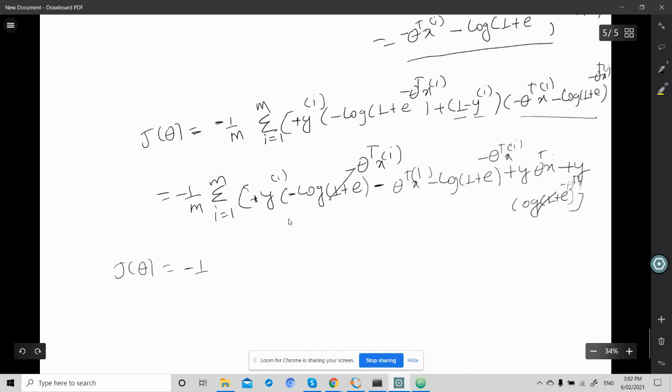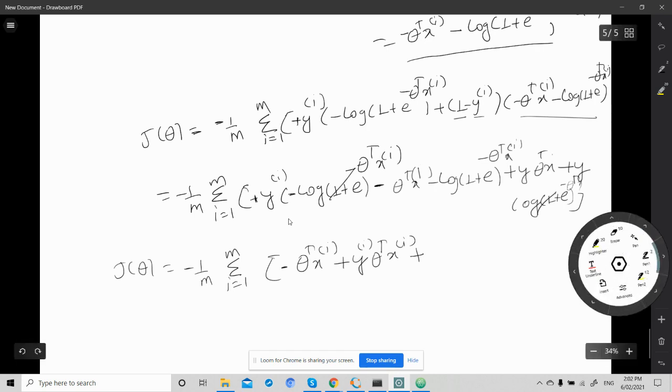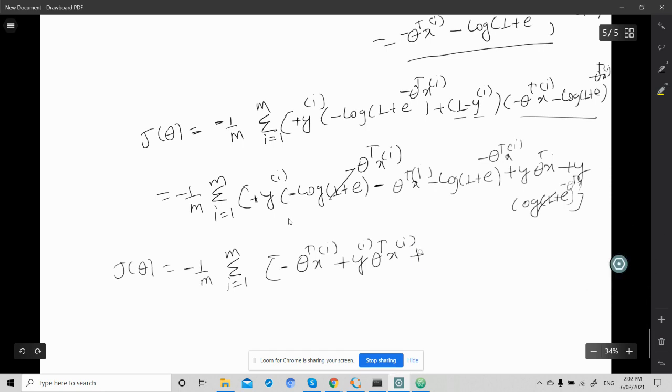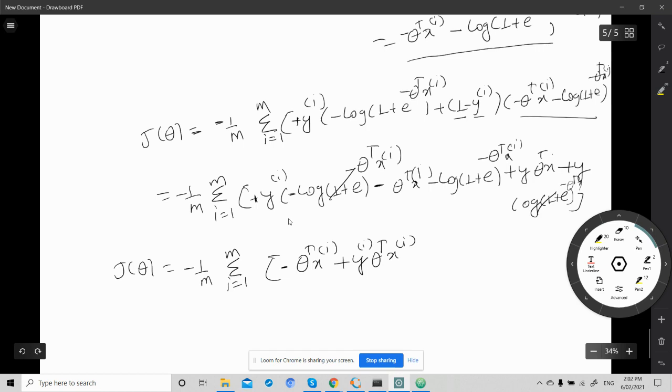J of theta will be minus 1 by m sigma i equals 1 to m, minus theta transpose of x of i, plus y theta transpose of x of i, with respect to i, minus log of 1 plus e to the power minus theta transpose x of i.